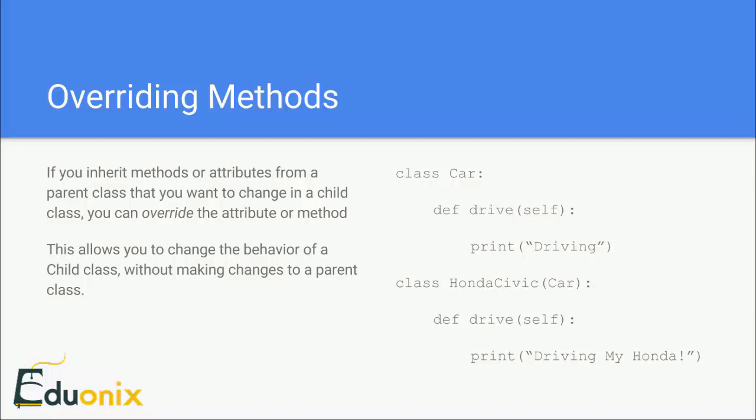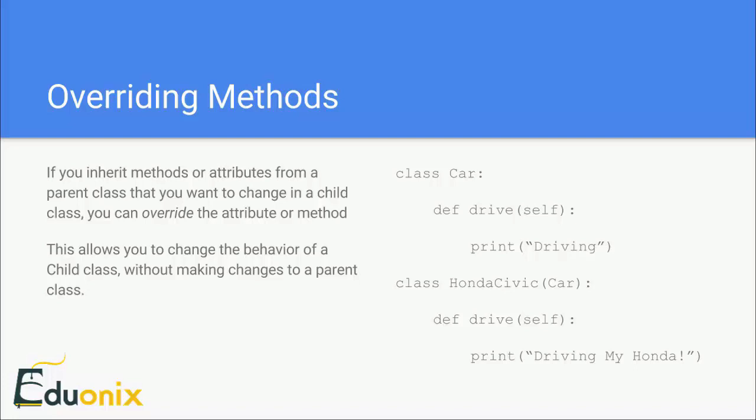But you still want to be able to use the drive method. You want to have the same name. So now you can implement your own drive method that will take precedence over the parent drive method. So even though there's the same function in both classes, the child's class function is the one that's going to get called if you call it.